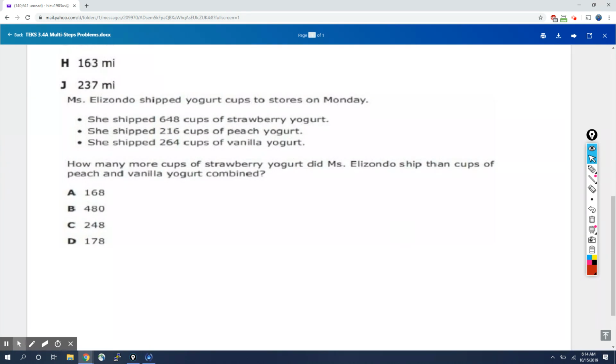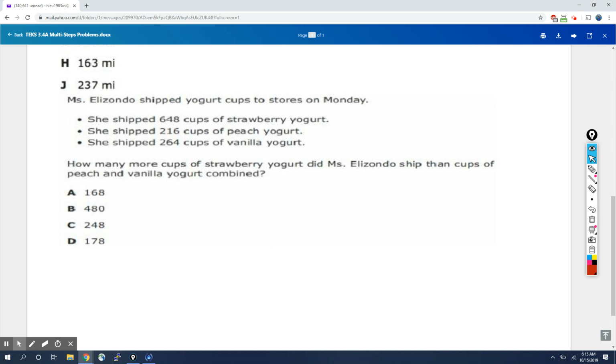Okay. Next question. Miss Elizondo shipped yogurt cups to the store on Monday. She shipped 648 cups of strawberry. She shipped 216 cups of peach yogurt. And she shipped 264 cups of vanilla yogurt. How many more cups of strawberry yogurt did Miss Elizondo ship than cups of peach and vanilla yogurt combined?